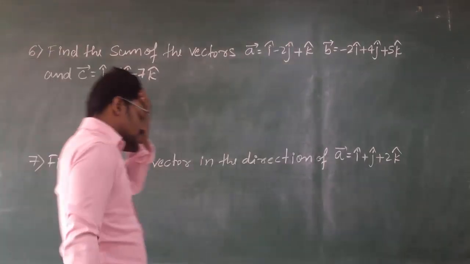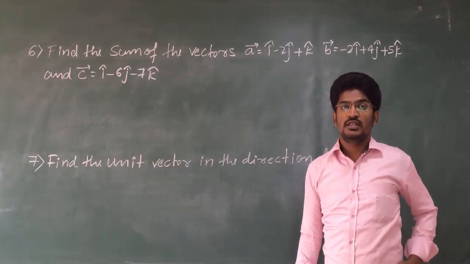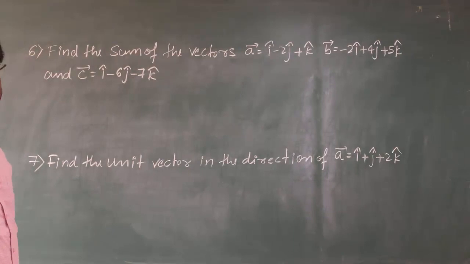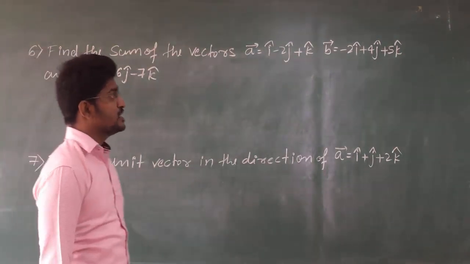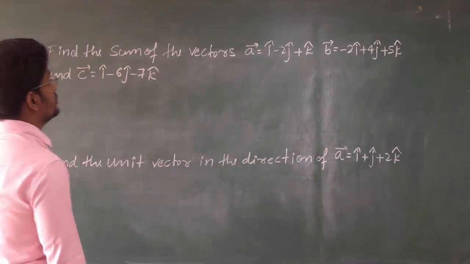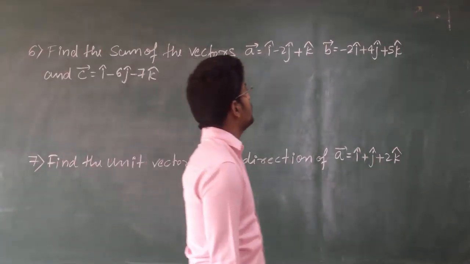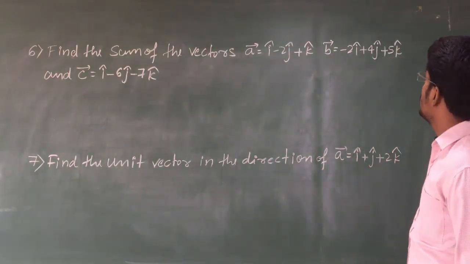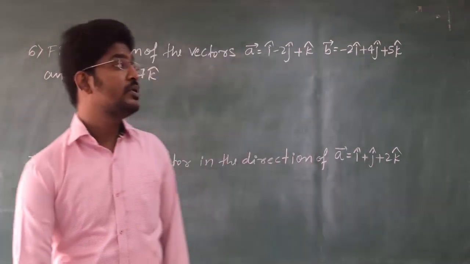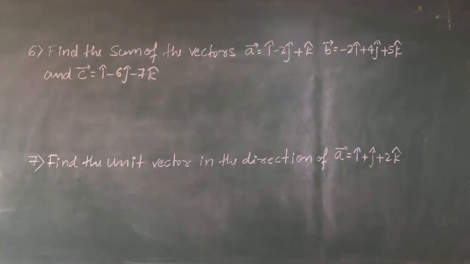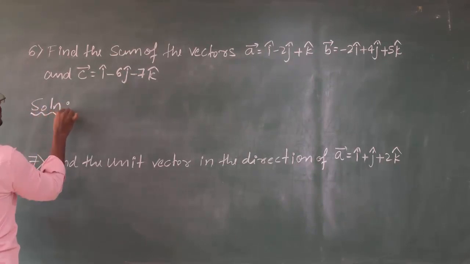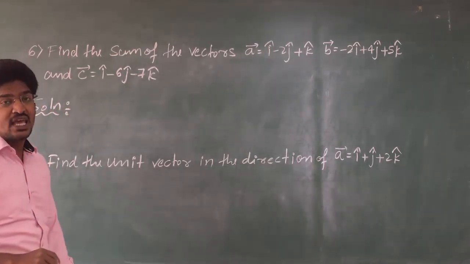Okay students, now let us go for the sixth problem and the seventh problem. Clear? So the sixth one is here: find the sum of the vectors. Vector A equals i cap minus 2j cap plus k cap. Vector B equals minus 2i cap plus 4j cap plus 5k cap. And vector C is equal to i cap minus 6j cap minus 7k cap. Clear?